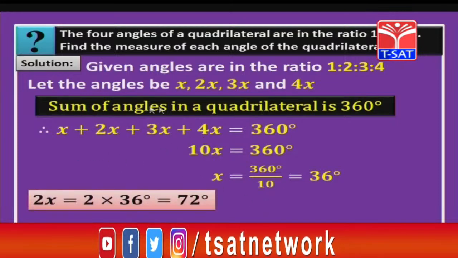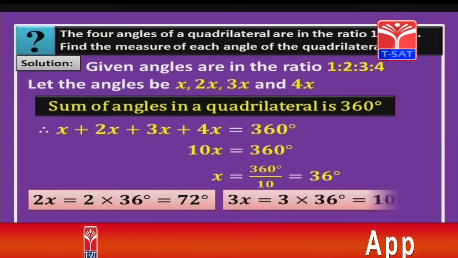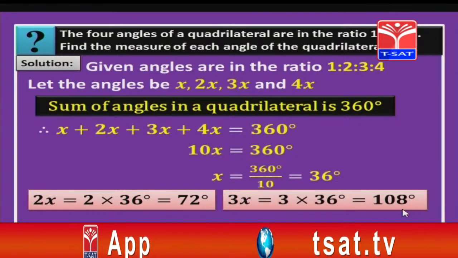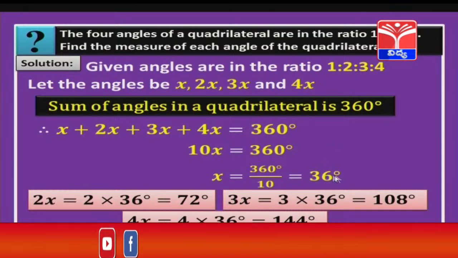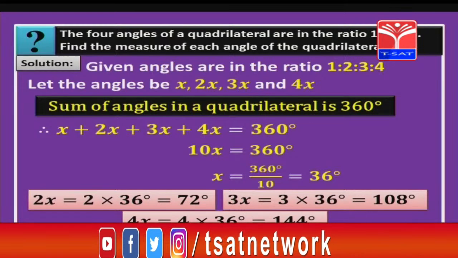So, let us find the value of 2x now. 2x is 2 into 36, 72. And what about 3x? Yes, 3 into 36, 108. And finally, we have 4x, that is 4 into 36, we get 144. So, the 4 angles are 36 degrees, 72 degrees, 108 degrees and 144 degrees. So, children, till now we have learnt the applications of the concepts that we have learnt about quadrilaterals, types of quadrilaterals and properties of quadrilaterals.